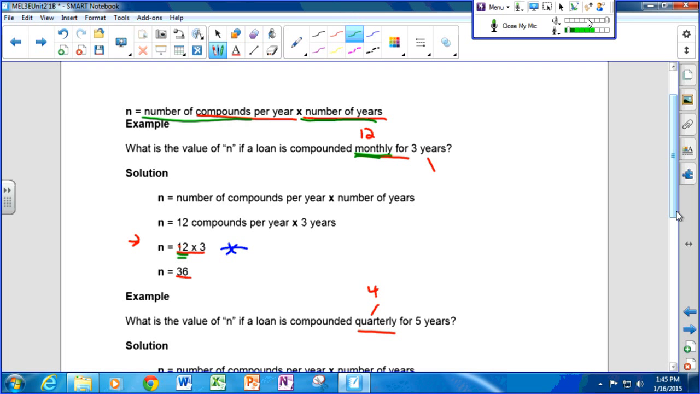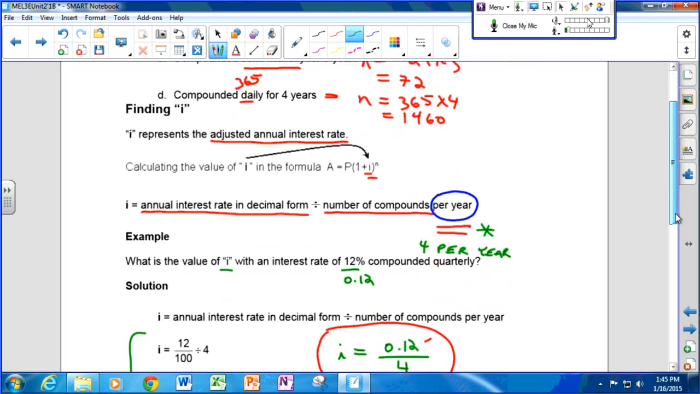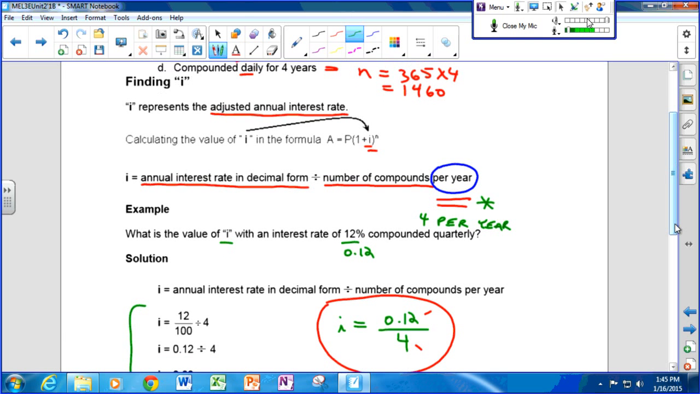If it was weekly, then it would be 52. If it was semi-annually, that's twice a year, so it would just be 2. It would be 2 times 3. You would only have 6 compounds, not 36. So make really sure that you read the question and that you use the number of compounds per year.